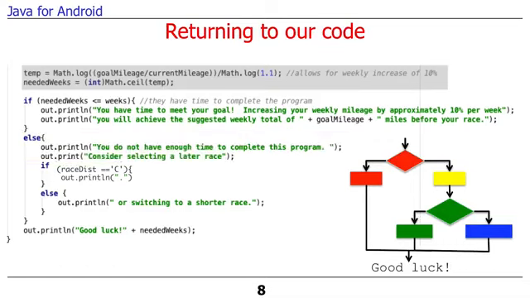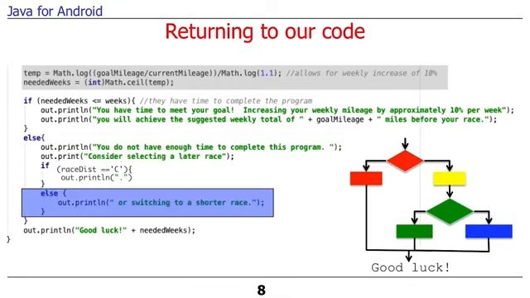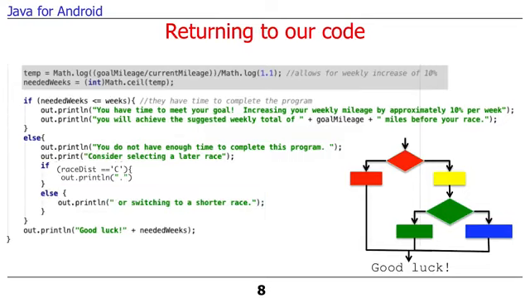If the user has chosen that shortest race, then we simply end the message here. Else, we continue the output by suggesting a shorter race. In all cases, a good luck message is printed at the end.